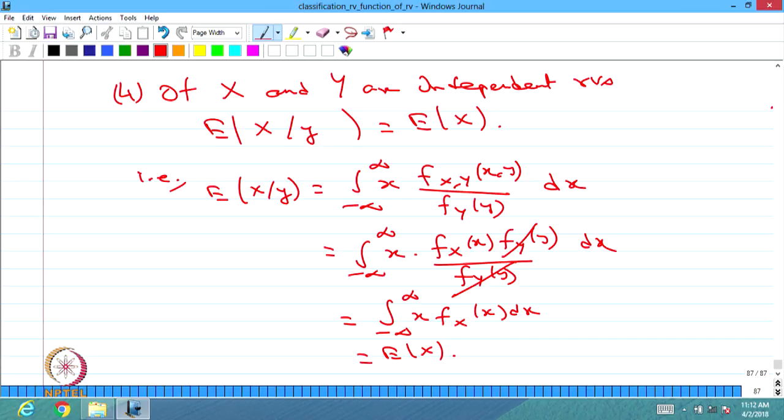Here I have considered both the random variables are continuous type random variables. Even if you consider both the random variables are of the discrete type, again you can prove it in the same way. So if two random variables are independent, then the conditional expectation is the same as the original expectation.